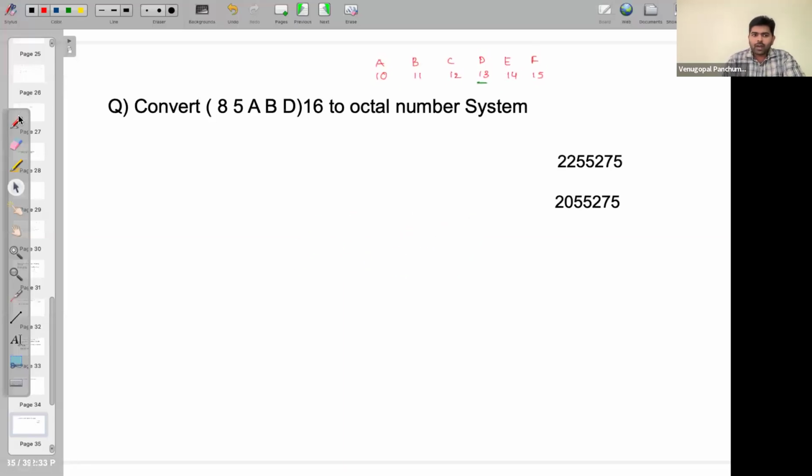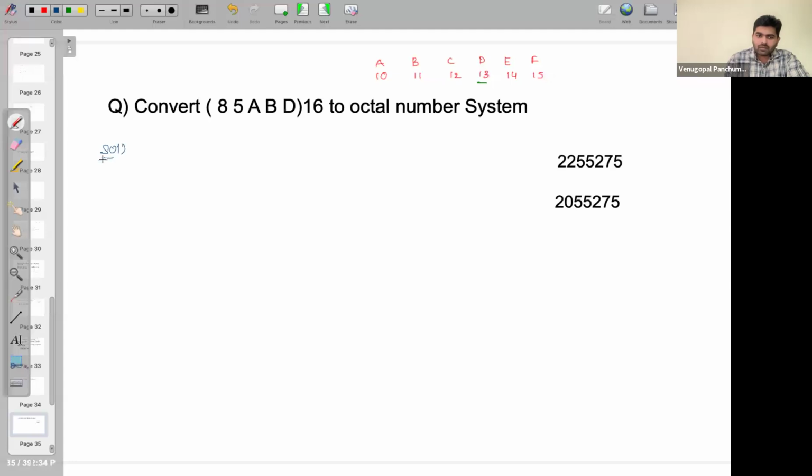Okay, see, one method is first you can convert this to base 10. Then from base 10, you can convert that to base 8. That is one method, but I'm not interested in that method. Which method am I interested in? I'll do the direct method. So see the solution.